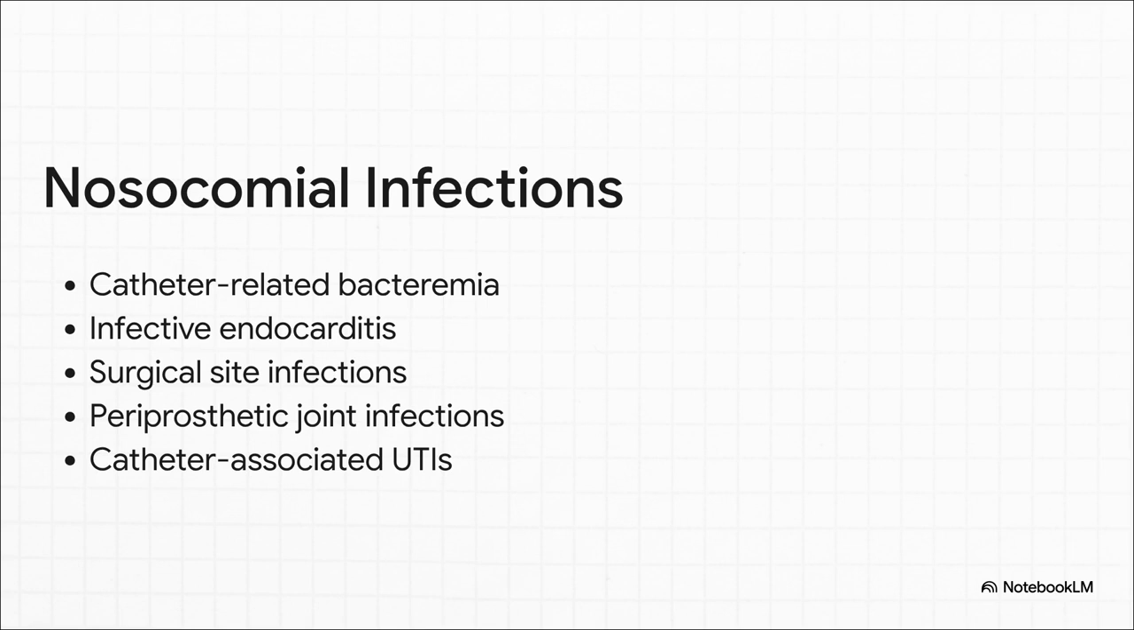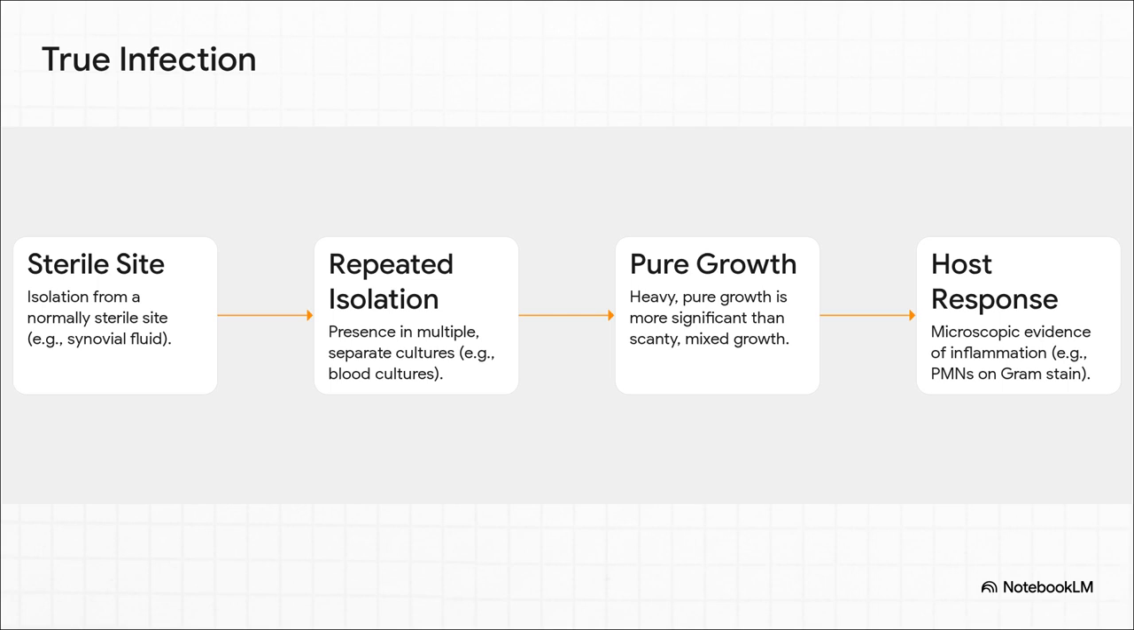We're talking about everything from catheter-related bloodstream infections and sepsis to really nasty stuff like endocarditis on heart valves and deep bone infections around prosthetic joints. Its potential to cause serious disease is absolutely clear. So our job goes way beyond just spitting out a name. We have to be detectives and provide context.